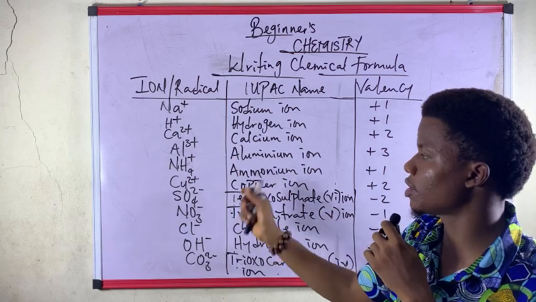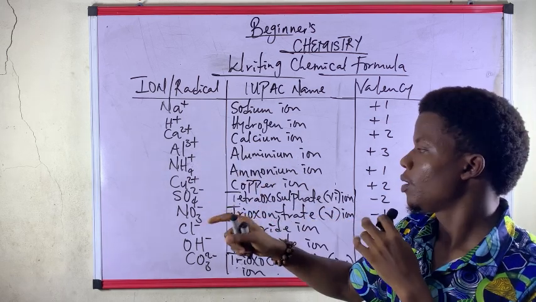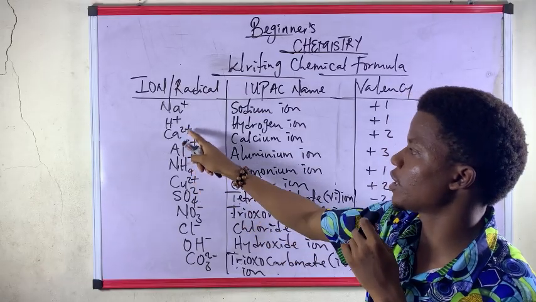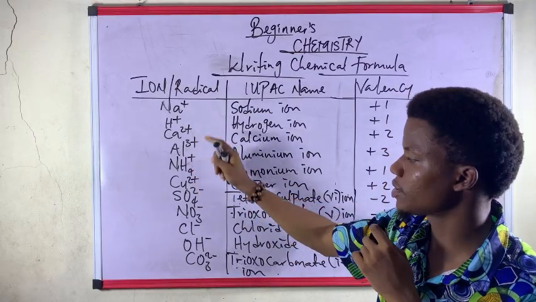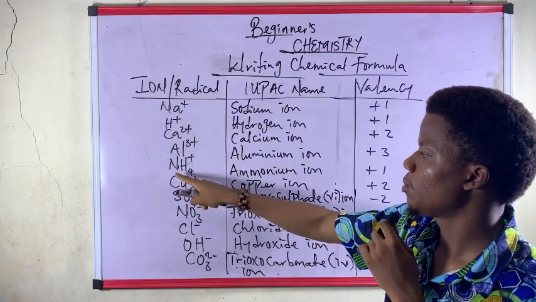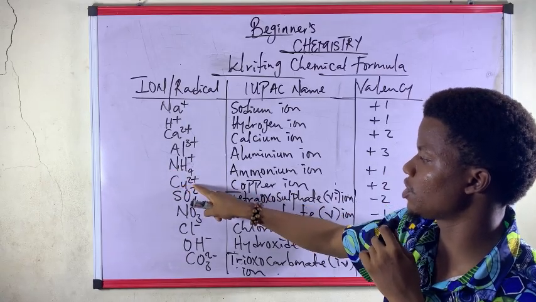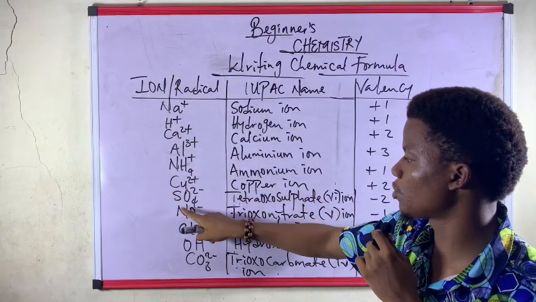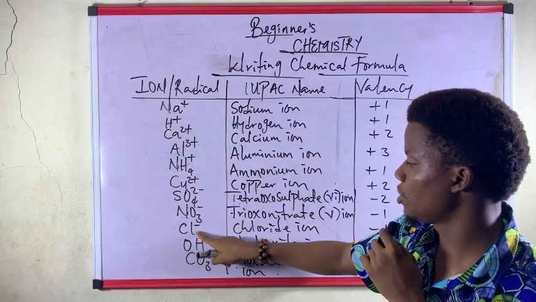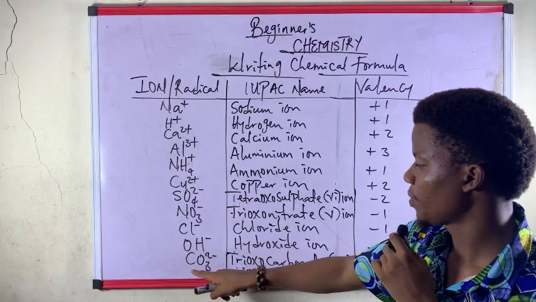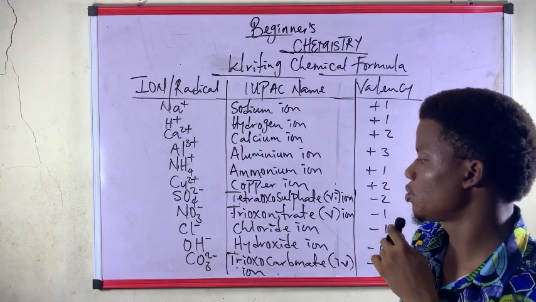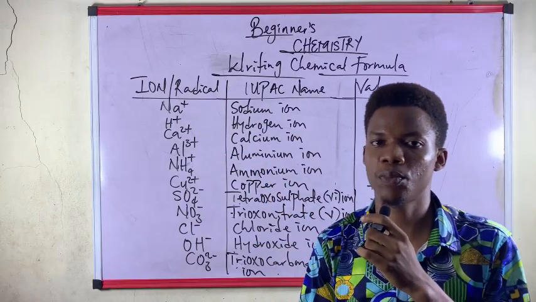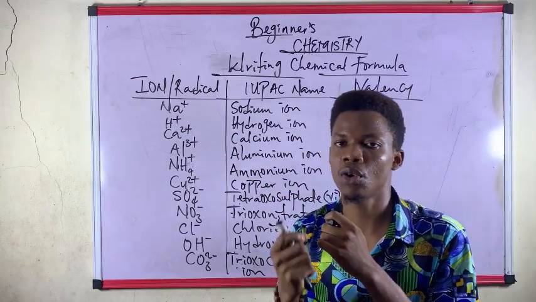Valency of this? +3. Oxidation state? +3. But in this case, what's the oxidation state of nitrogen in this compound? These ones are just simple ions, they are just a single element. But this one is a group of atoms. This is a group of atoms, and this is also a group of atoms. This is just a single atom. So for these single atoms, their valency corresponds to their oxidation state or oxidation number.